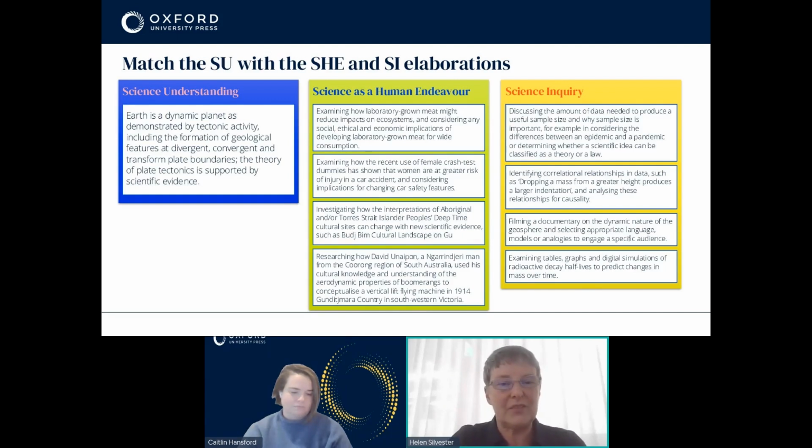So let's go for the Science as a Human Endeavour. We have 4 of those elaborations that have come out from there. And what I want you to do is put in the chat, number 1 for the first one, 2, 3, 4. Which one of those would be most appropriate for the science understanding that I've got there? So I'll give you a quick minute to read, but just put a number in, and we'll see how we go.